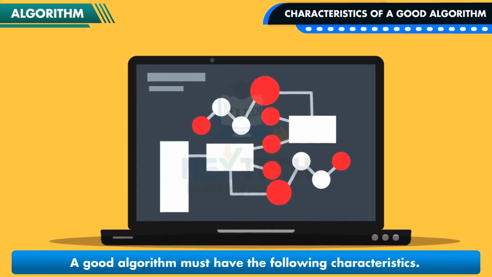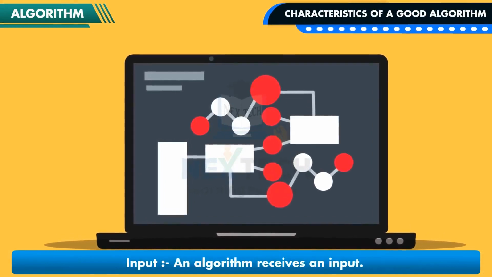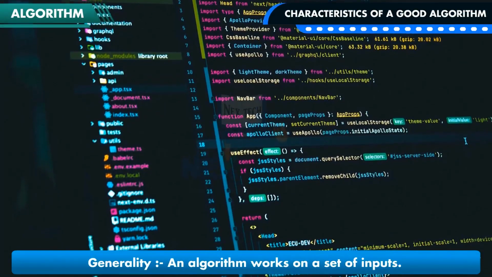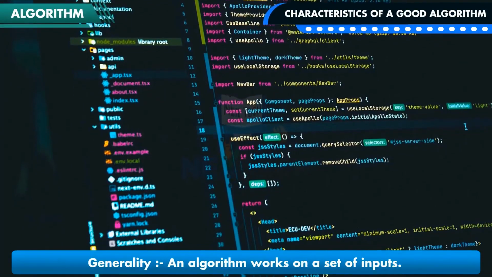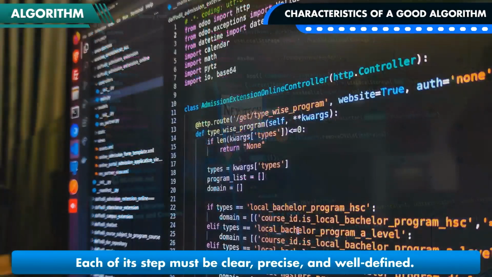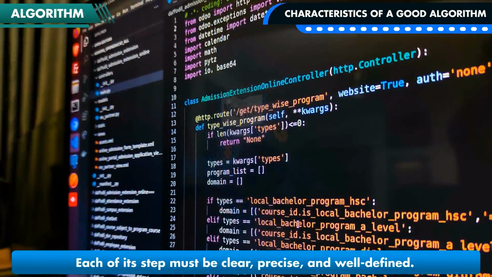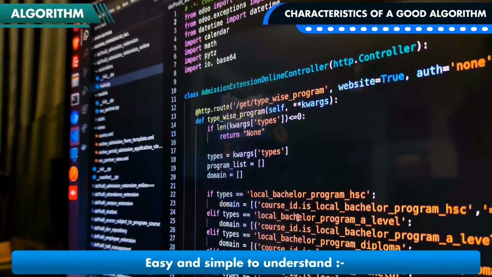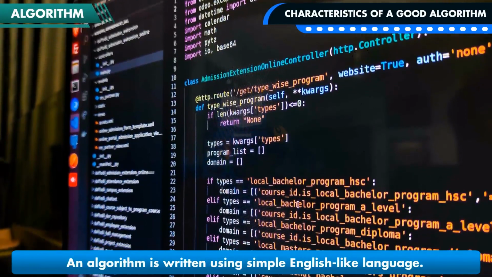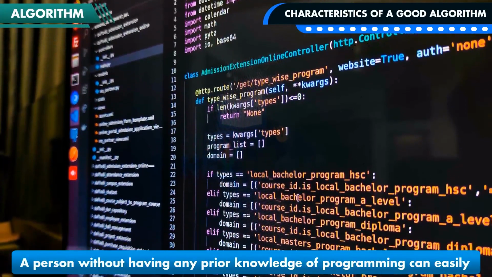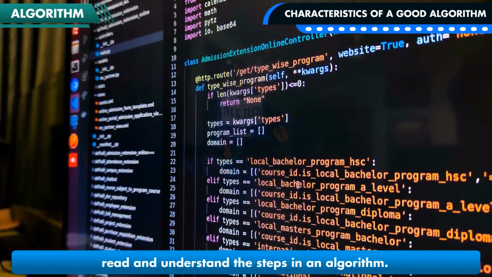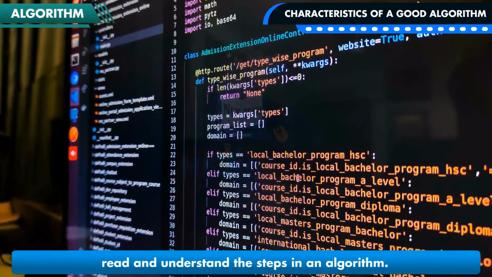A good algorithm must have the following characteristics. Input. An algorithm receives an input. Generality. An algorithm works on a set of inputs. Clear. It must be unambiguous. Each of its steps must be clear, precise, and well defined. Easy and simple to understand. An algorithm is written using simple English-like language. A person without having any prior knowledge of programming can easily read and understand the steps in an algorithm.